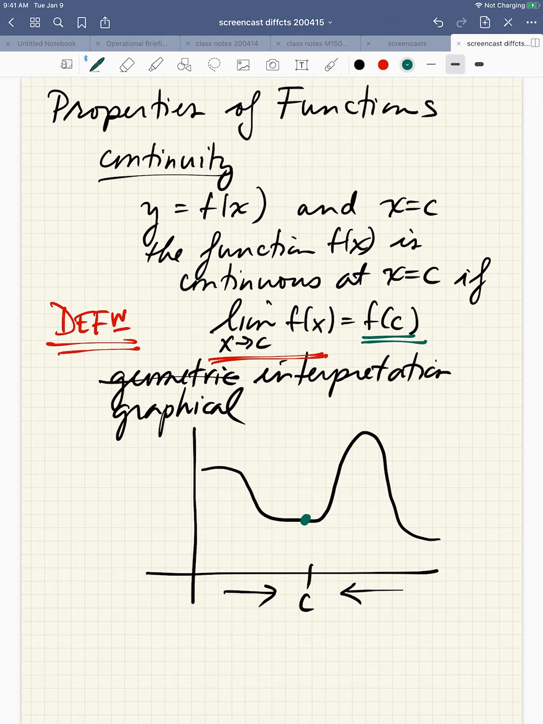And then what does it mean for a function to be continuous on an interval? A function's continuous on an interval if it's continuous at every point of the interval. Well, what does that mean? It means you can graph it without taking your pencil off the paper. That's continuity, and it's defined in terms of this property that uses limits.